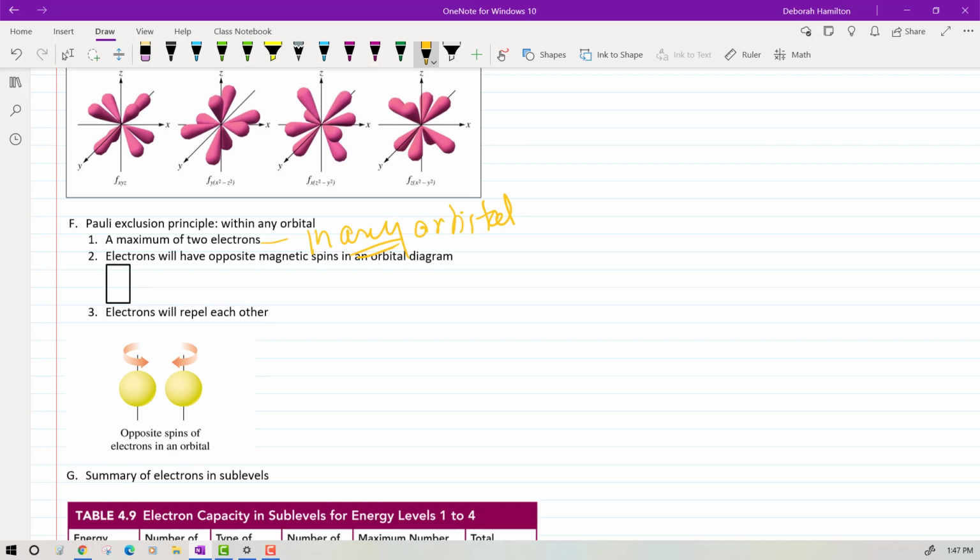And they're going to occupy some place within that orbital, but they'll also have opposite spins from each other. So we denote that by doing an arrow up and an arrow down. And I only do half an arrowhead just to make it easier to see. All right, and within these orbitals, electrons literally spin around an axis, which is interesting to think about.